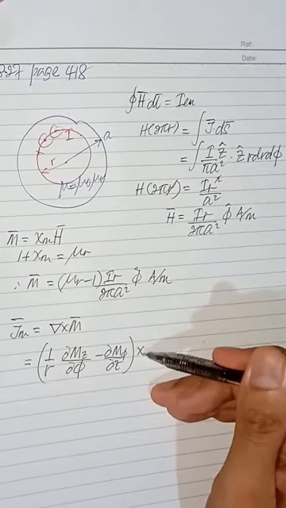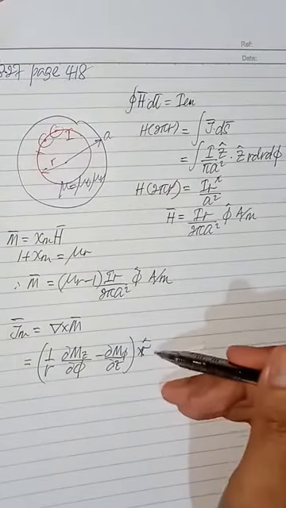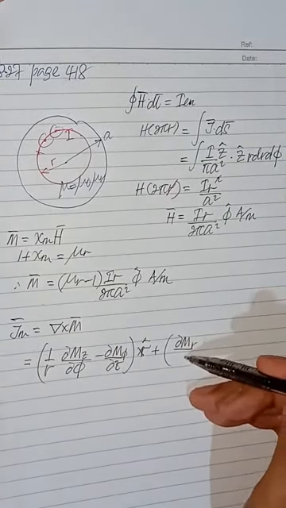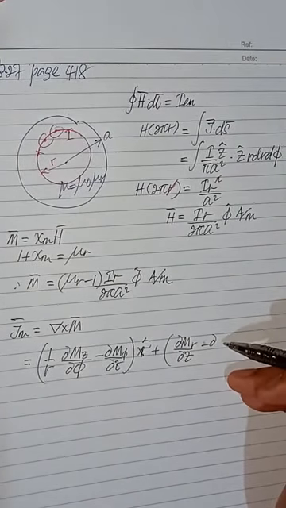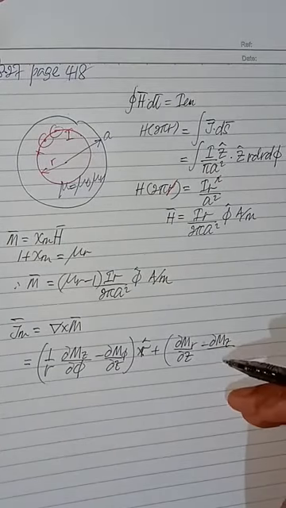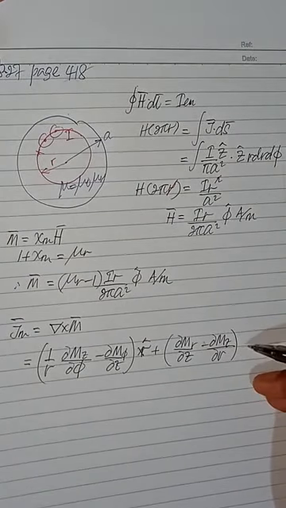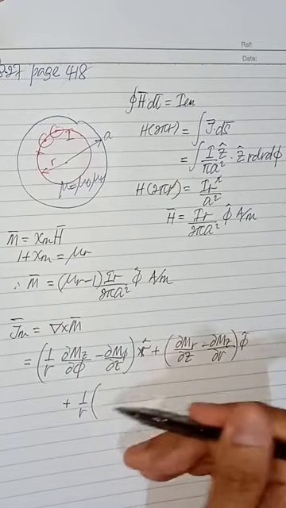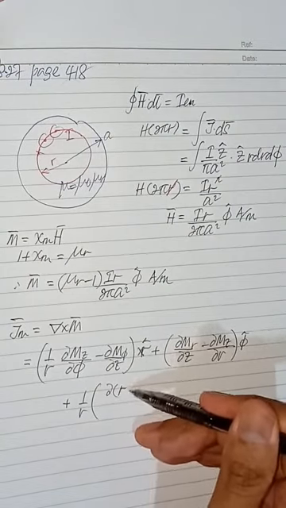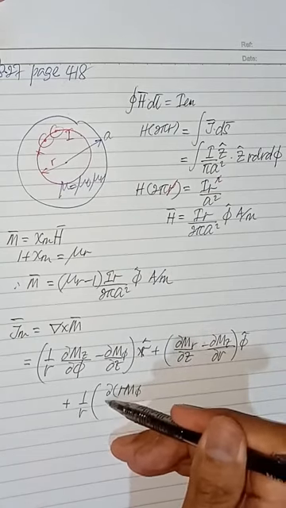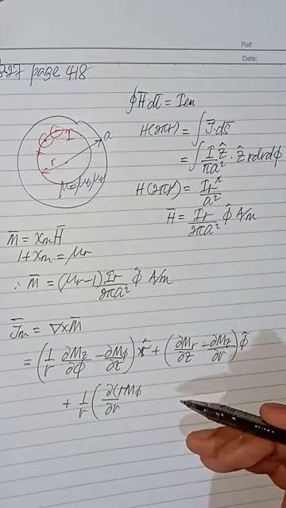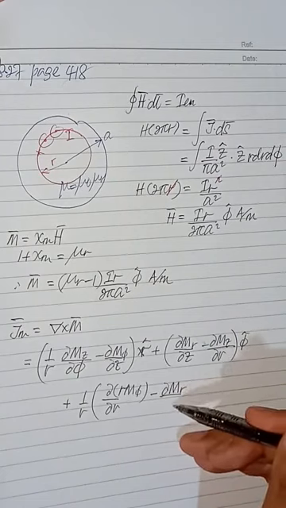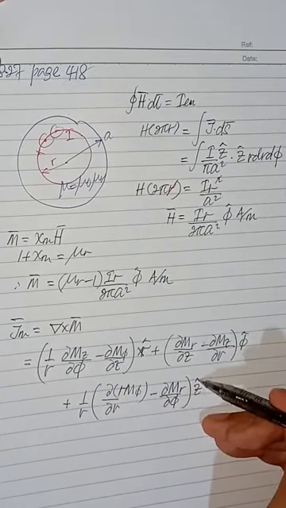The whole term here belongs to the r component. Then plus the second one, dMr over dz minus dMz over dr, and this whole term belongs to the phi component. Lastly, for the z component we have 1 over r times d of r M phi over dr, minus dMr over d phi, and the whole term belongs to the z component.